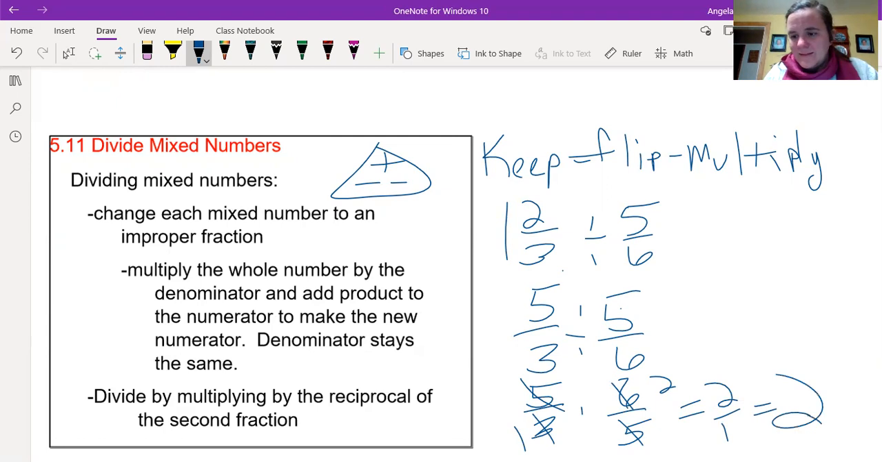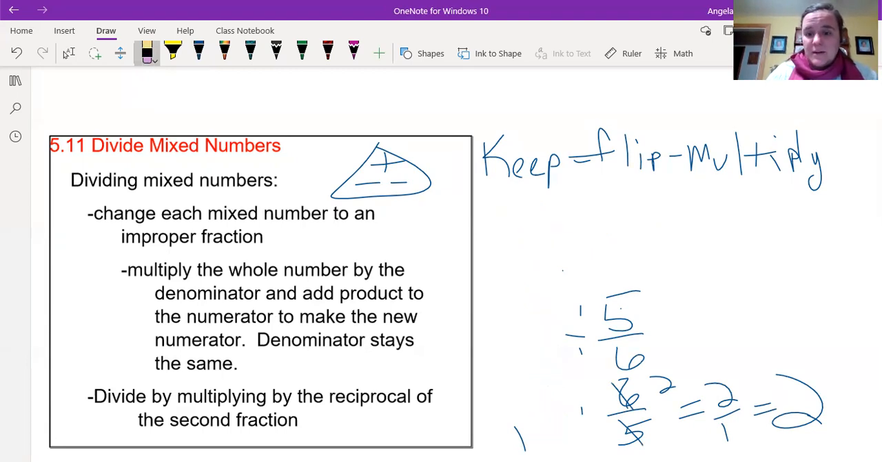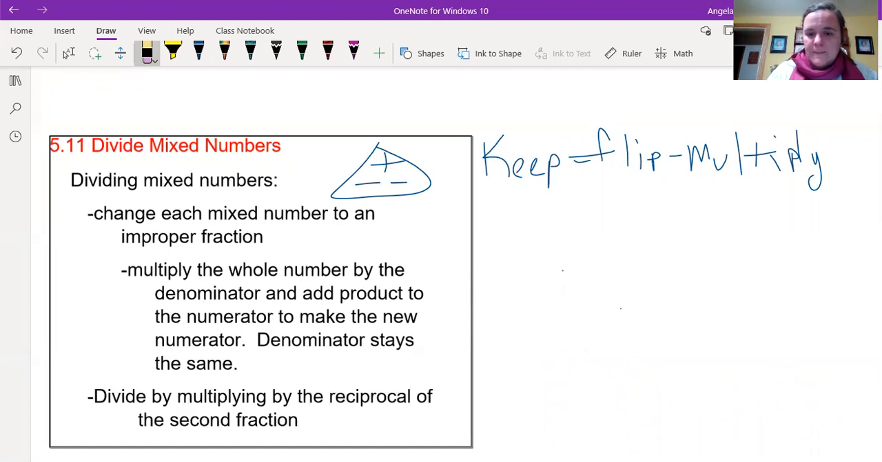There, it finally writes. So take a mixed number, make it an improper fraction, and then keep, flip, multiply. Keep, flip, multiply. Every time you work out one of those problems, just think keep, flip, multiply. Let's try one more at least here.